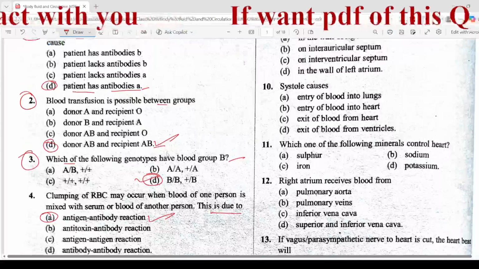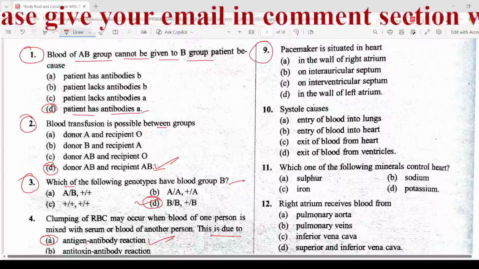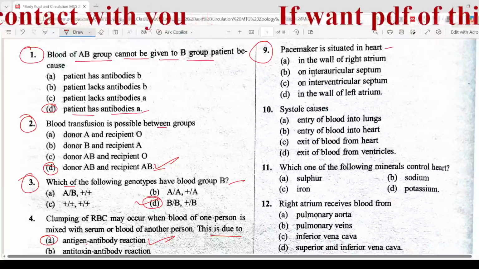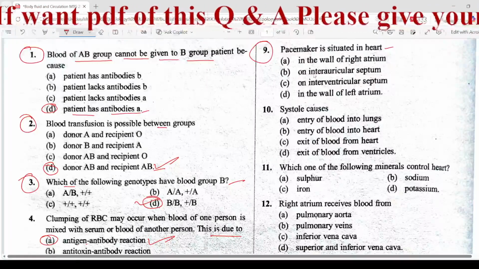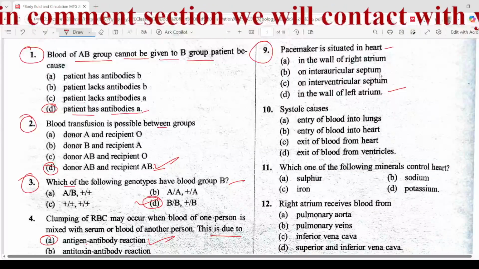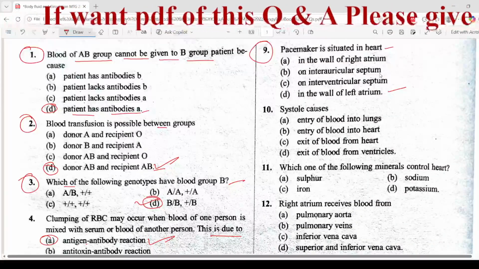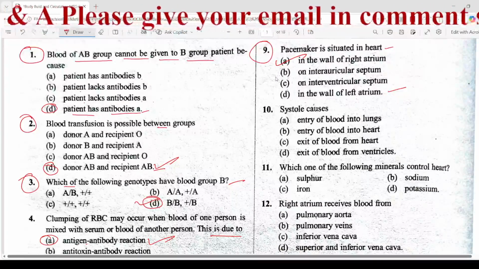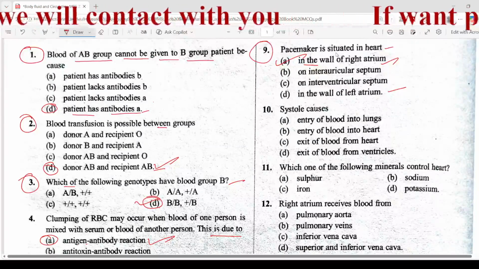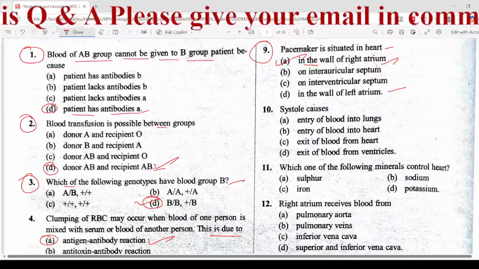The next question is here. Question number 9. Pacemaker is situated in heart. So you have to find out the correct location of the pacemaker in the heart. Four options are given. Just read the four options and choose the correct answer. For question number 9, the correct answer will be option A: in the wall of right atrium. So the pacemaker is situated in the heart in the wall of right atrium.